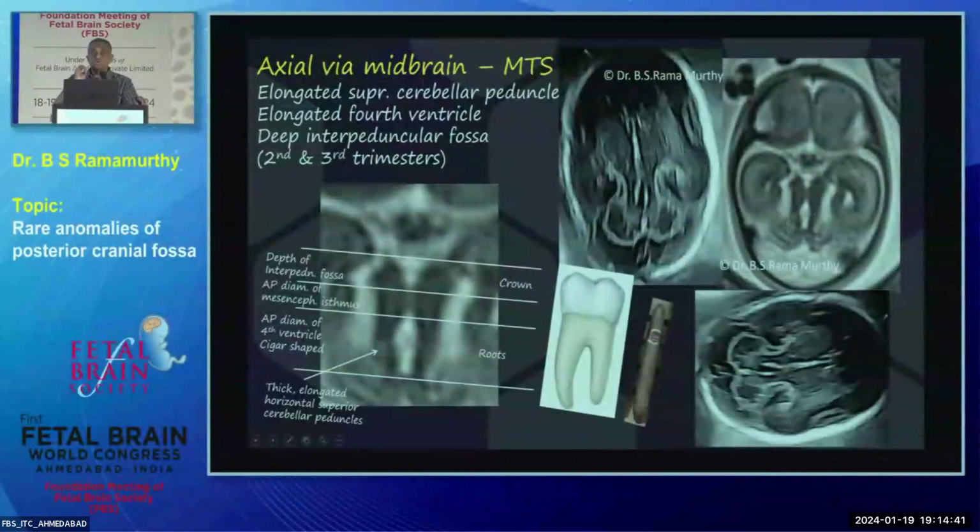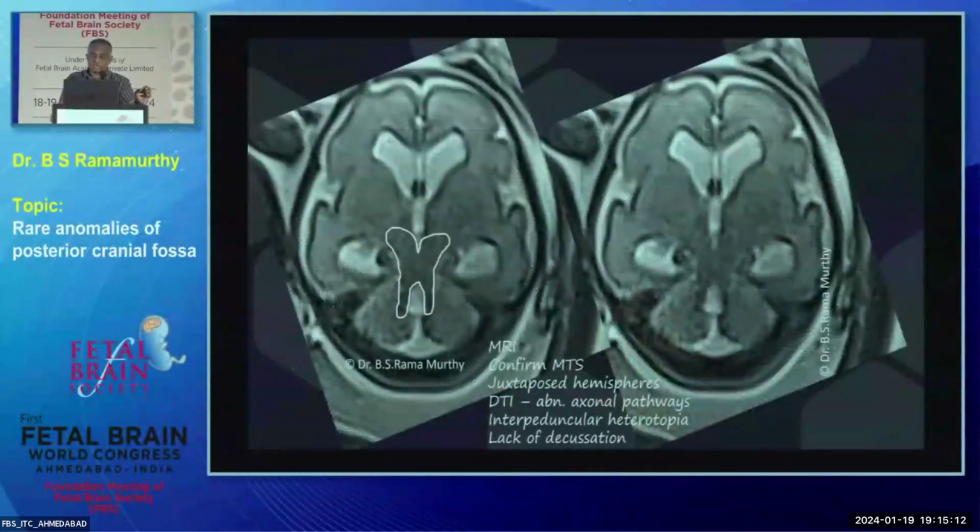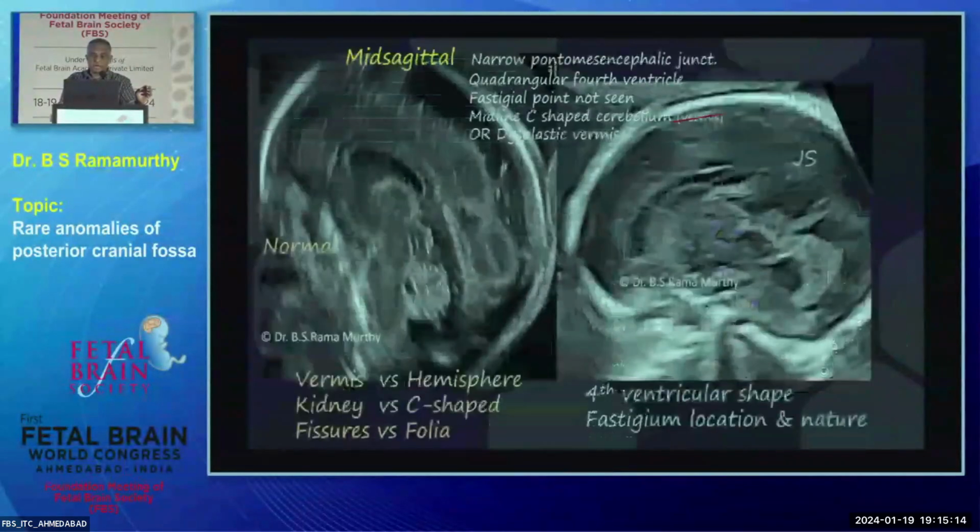So hitherto we were believing that the molar tooth sign is seen only on MRI, but no, it's written all over. You just have to look at it, keeping in mind the molar tooth sign, and I'm sure you will be able to pick it up. Again, look at the kissing hemispheres here. Oftentimes the fourth ventricle is described as being cigar shaped. That's the molar tooth you have there, and that's the molar tooth of the same case on MR.